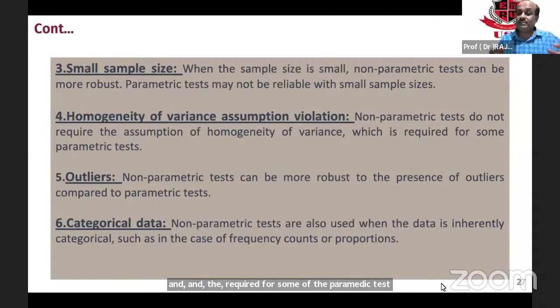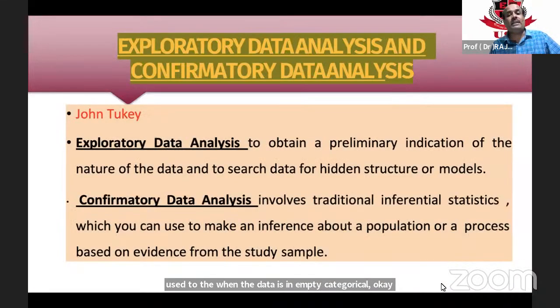Another thing is outliers. You have seen in the bell-shaped curve that when a value deviates far, it is very rare. This is known as an outlier. Non-parametric tests can be more robust to the presence of outliers compared to parametric tests. Next is categorical data. Non-parametric tests are also used when the data is inherently categorical, like frequency counts or proportions. At that time we go for a non-parametric test.